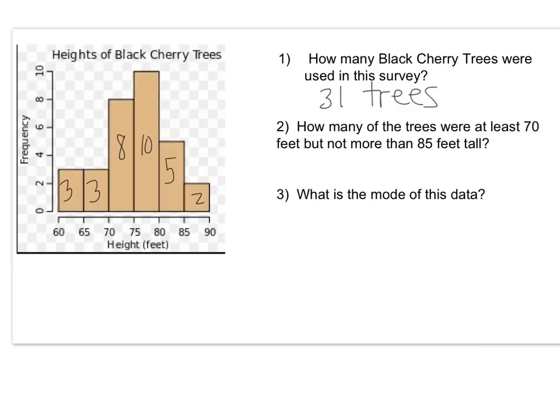Question number 2 says, how many of the trees were at least 70 feet, but not more than 85 feet tall? So let's see, at least 70 means that one's out, that one's out. Okay, so right here we're starting at 70 feet, but I don't want it more than 85, so that one's out as well. So I'm just looking between 70, at least 70, and not more than 85. So if I added these up, I believe that would be 23 trees.